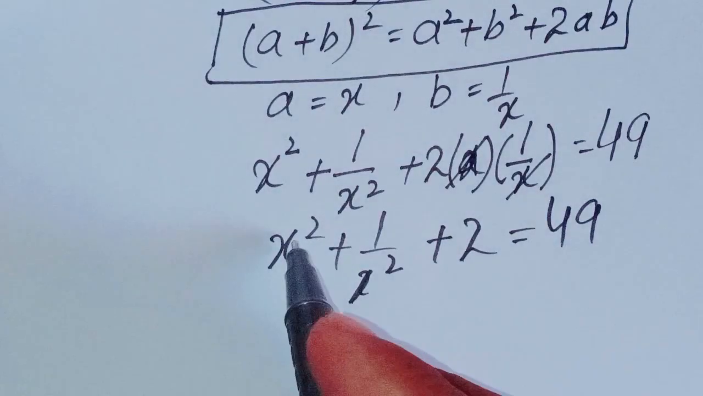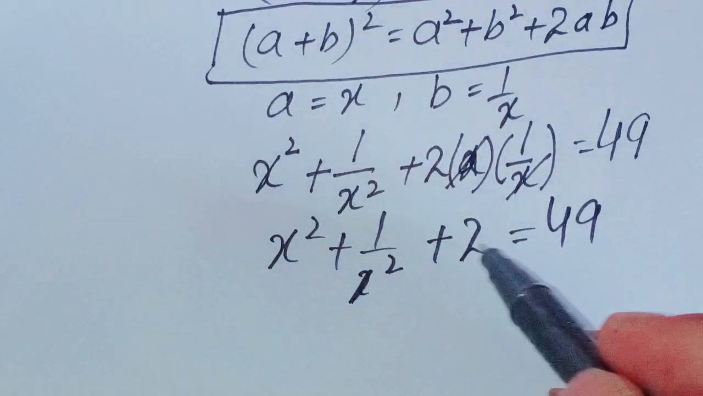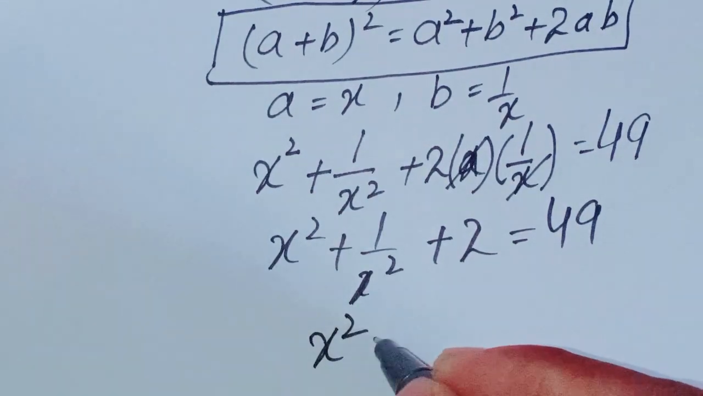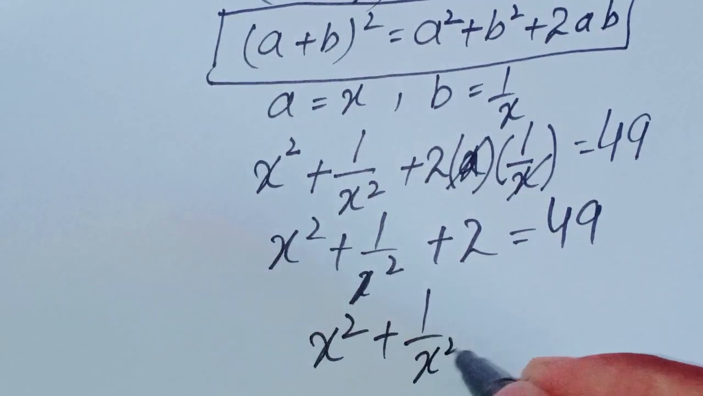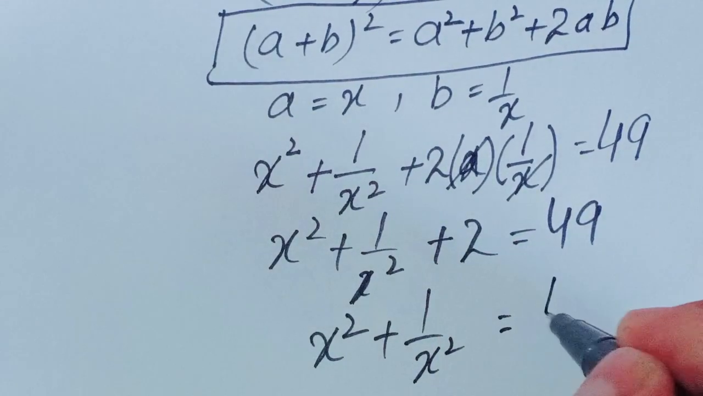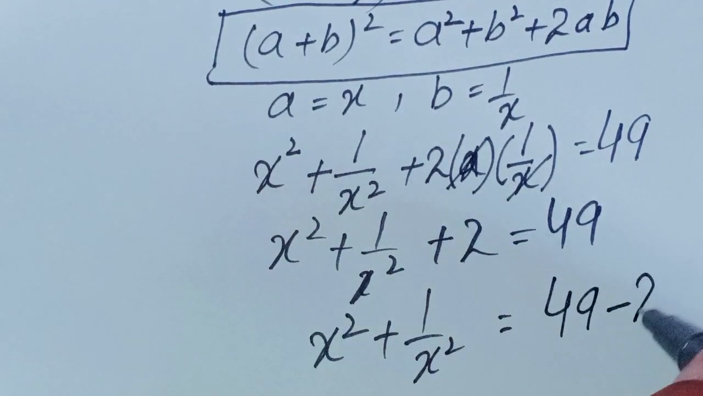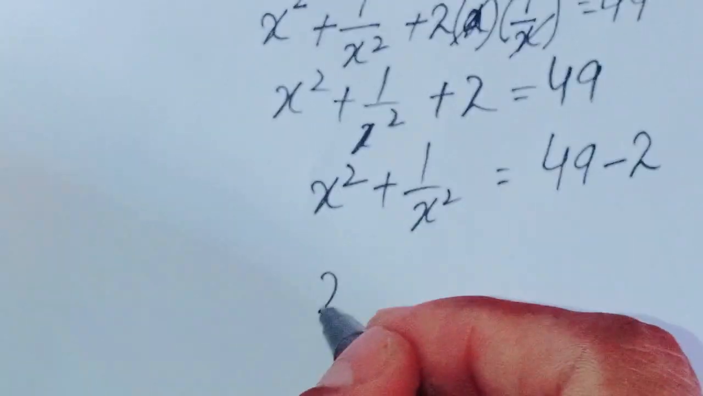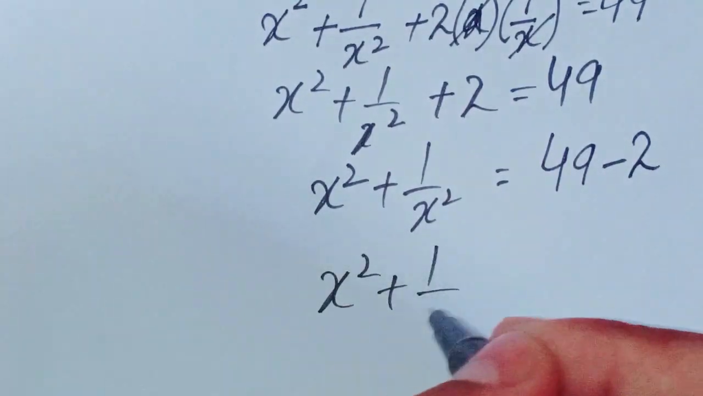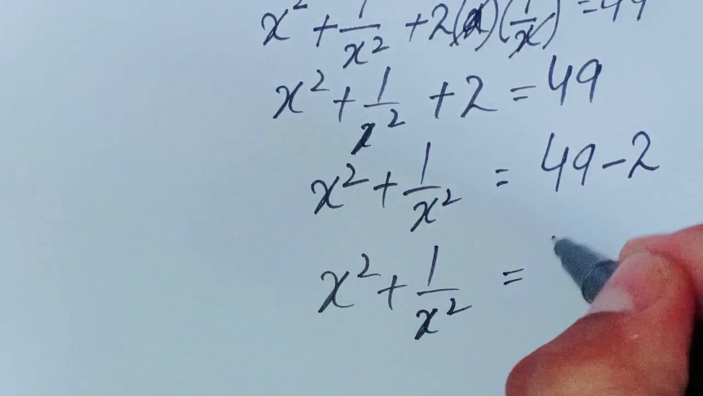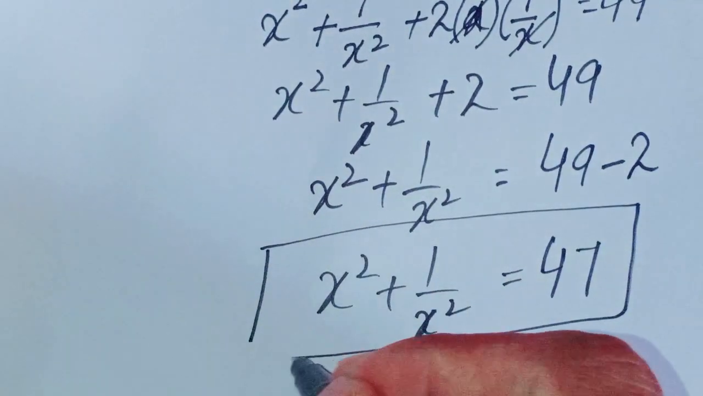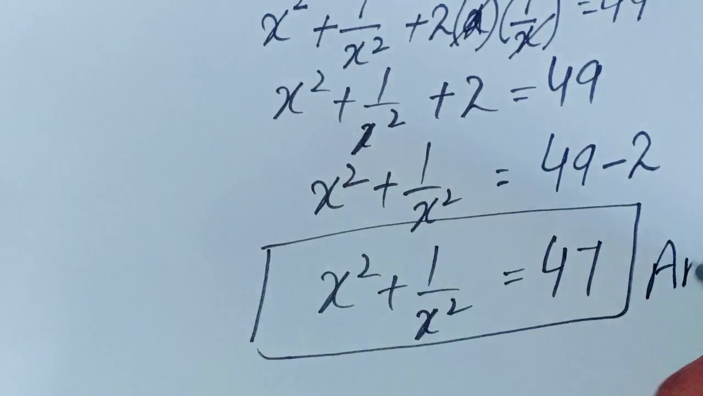Now we find x square plus 1 over x square, so x square plus 1 over x square plus 2, minus 2. So x square plus 1 over x square is equal to 47. So this is the answer.